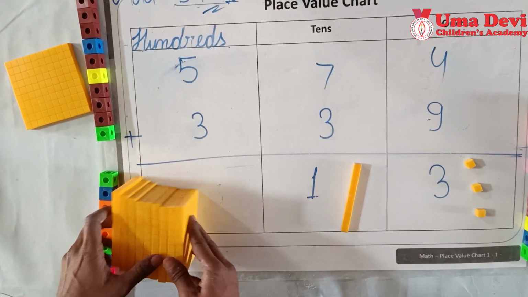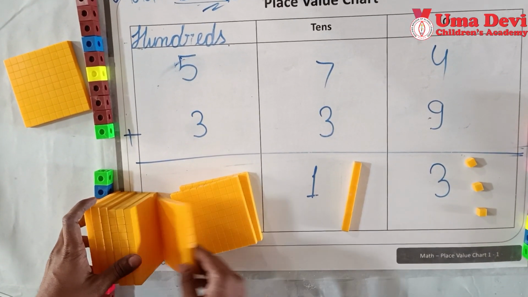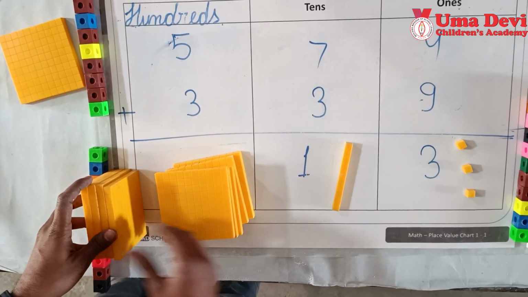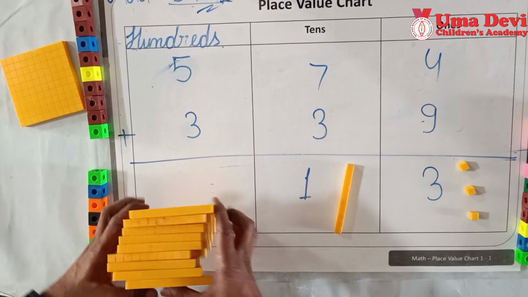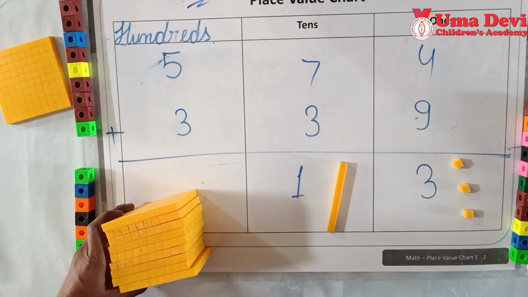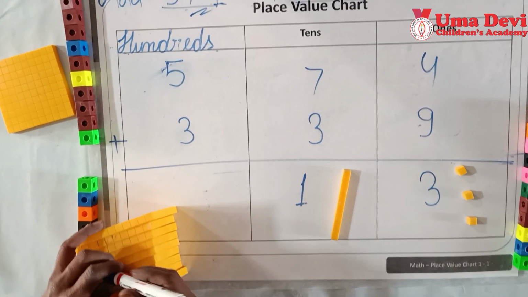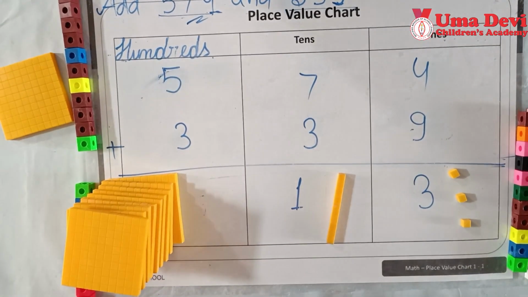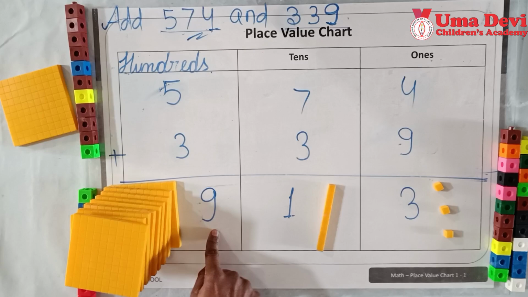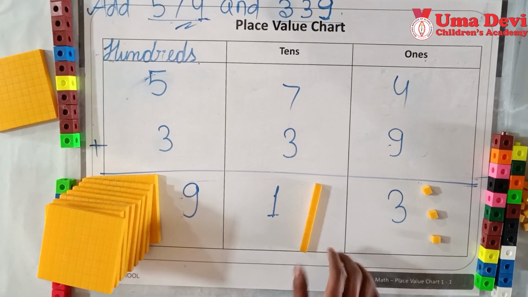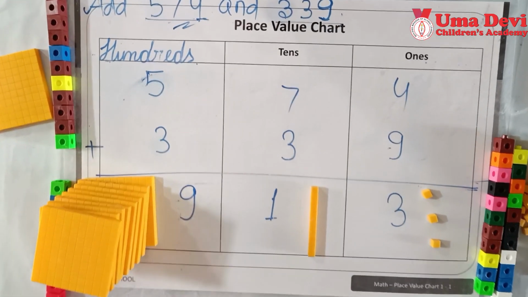So now count it. 1, 2, 3, 4, 5, 6, 7, 8, 9. So how many hundreds? 900, means 9. We will write here 9 in this, okay. So 900s are here, 913, okay. Like this we can add the numbers of 3 digits.